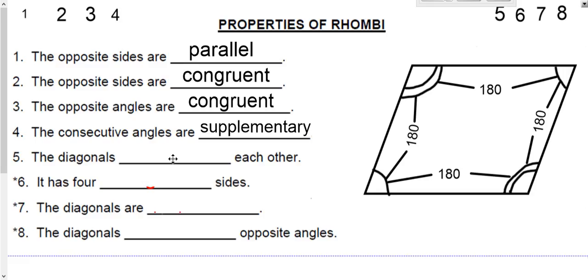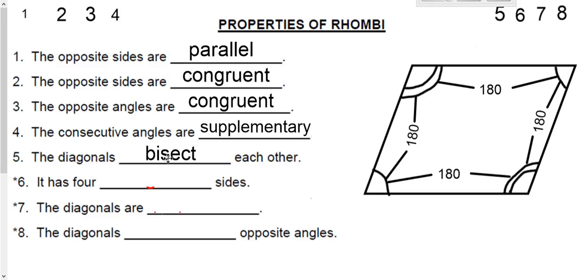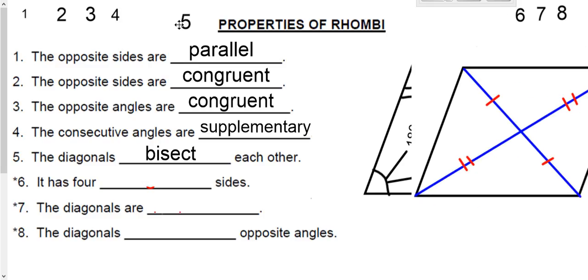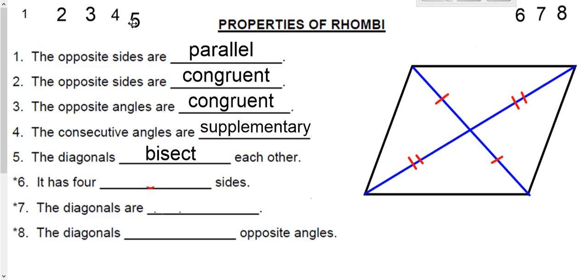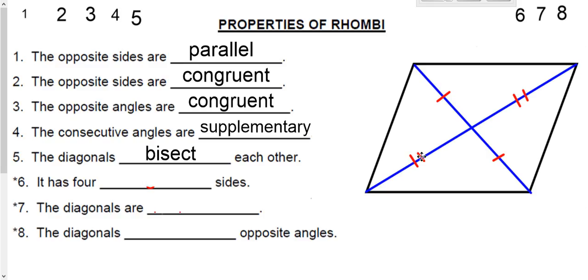And the last one from parallelograms: the diagonals do what? They bisect each other. So the picture for number 5 looks like this. Bisect means to cut in half. So this one right here is cutting this one in half, so these pieces are equal. This little piece equals this little piece, and on this one, this little piece equals this little piece. The diagonals are not equal to each other, but each cuts the other in half.